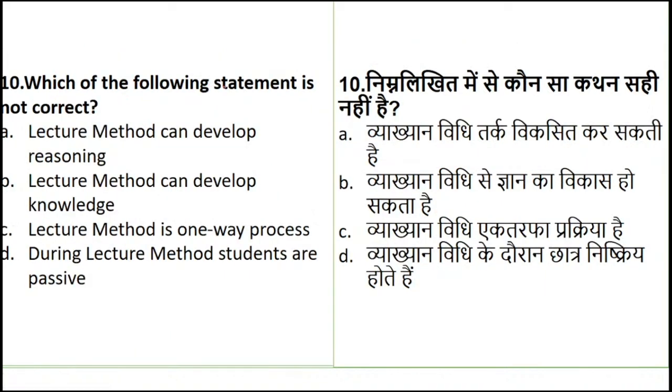Question number 10. Which of the following statements is not correct? Please read the question very well. Not correct. Lecture method can develop reasoning. Lecture method can develop knowledge. Lecture method is a one-way process. During lecture method, students are passive. So which of the following is not correct? I'm waiting for the answers. Question number 10, which option will be the right option?